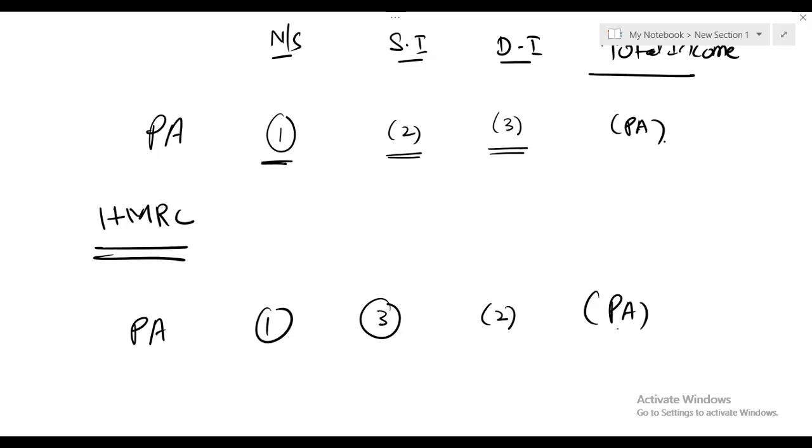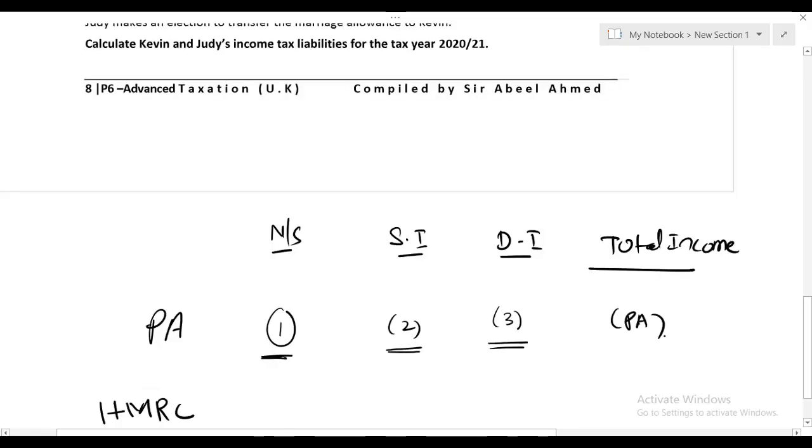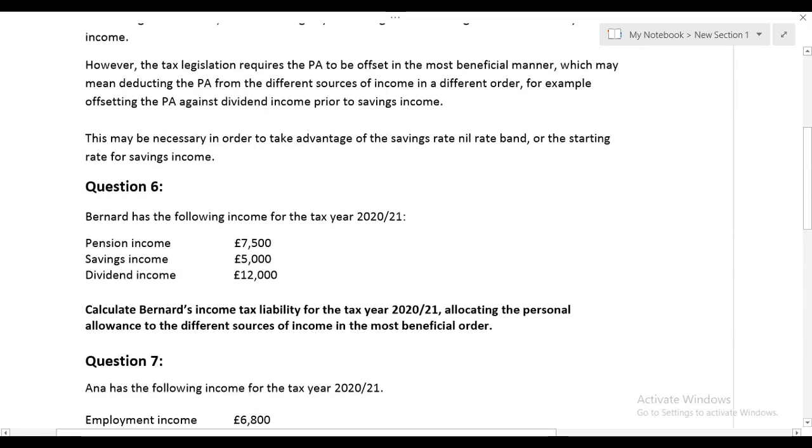So whenever you come across a question where, after deducting personal allowance from non-saving income, you are left with personal allowance, and number 2, the entire saving income amount falls in the starting rate band, then please do not deduct the remaining personal allowance from saving income. You directly go to dividend income. Let us apply this concept, this rule, on questions.